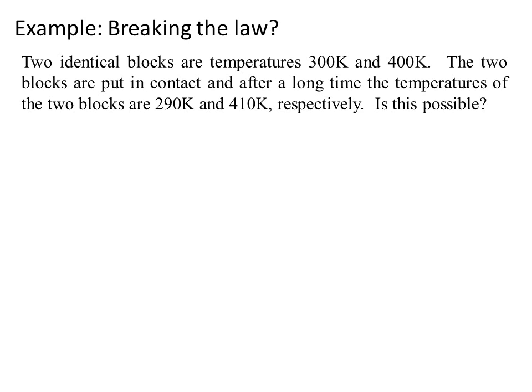Let's look at an example. We have two identical blocks that are at temperatures 300 K and 400 K respectively. The two blocks are put into contact, and after a long time, the temperatures of the two blocks are 290 K and 410 K respectively. Is this possible? It may seem odd. You usually don't expect to see a 300 K block get cooler and a hotter block get warmer, but is this against the law? First, let's look at energy.